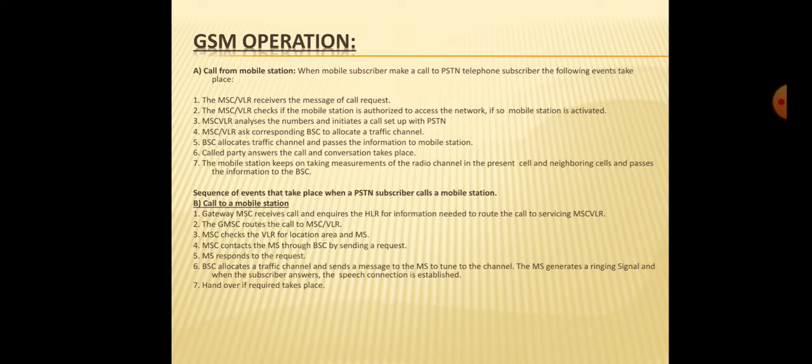First, the MSC/VLR receives the message of call request. The next, MSC/VLR checks if the mobile station is authorized to access the network. Then MSC/VLR, what it will do? Analyzes the number and initiates a call setup with PSTN. The next, it asks the corresponding BSC to allocate a traffic channel. The next, BSC allocates a traffic channel and passes the information to mobile station.